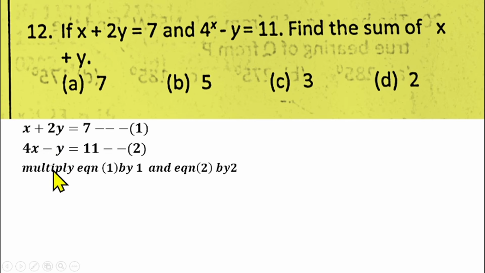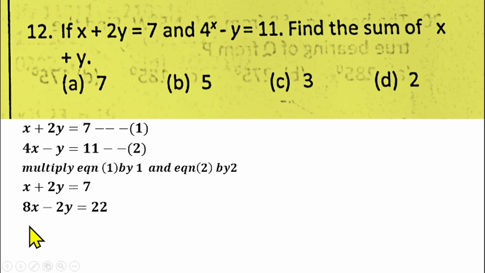So as to eliminate y, you can use the elimination method. Multiply equation 1 by 1 and equation 2 by 2. That will give us x plus 2y equals 7, which is equation 1 multiplied by 1. And if you multiply equation 2 by 2, that will give us 8x minus 2y equals 22. We can now eliminate y by adding these two equations.